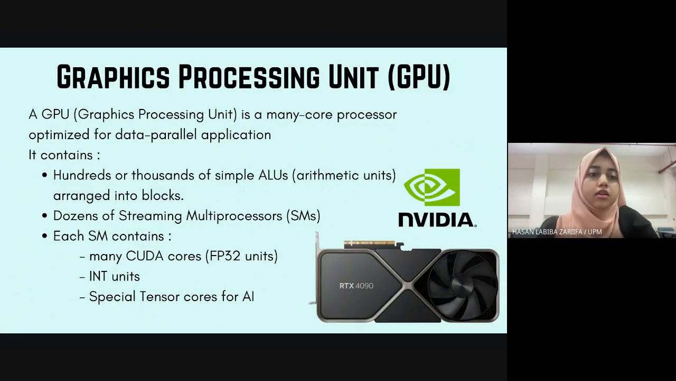Now let's learn about the graphics processing unit, GPU. A GPU is a many-core processor optimized for data parallel applications. It contains hundreds or thousands of simple ALUs, or arithmetic units, arranged into blocks, dozens of streaming multiprocessors. Each SM, or streaming multiprocessor, contains many CUDA cores, FP32 units, INT units, and special tensor cores for AI.